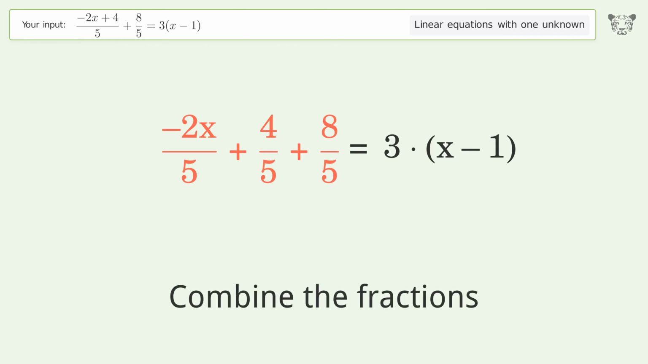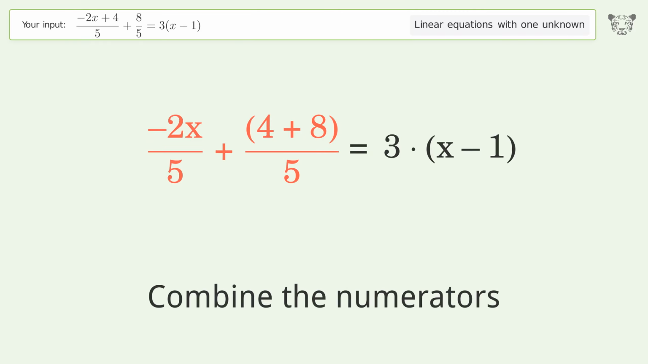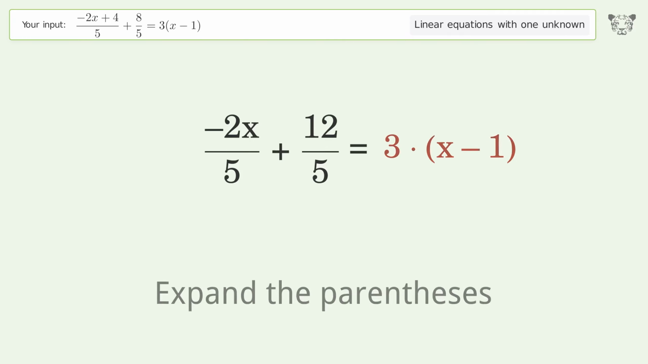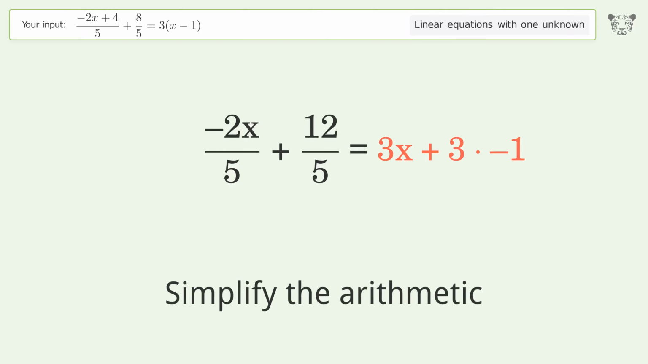Combine the fractions. Combine the numerators. Expand the parentheses. Simplify the arithmetic.